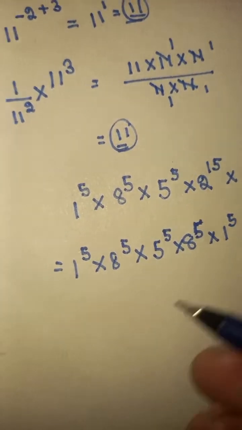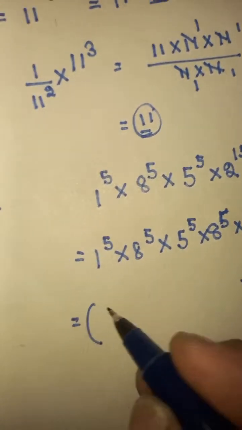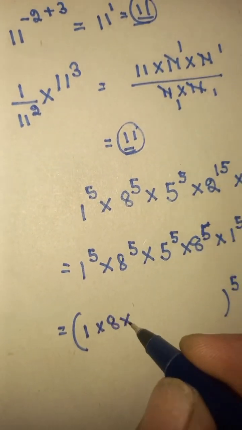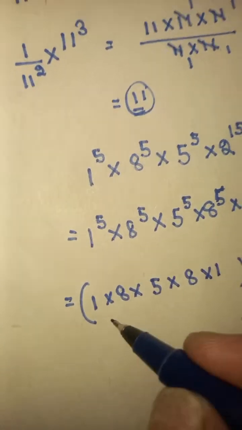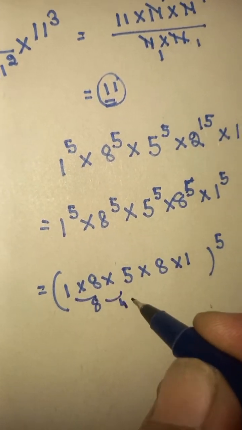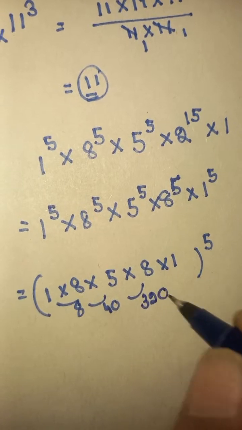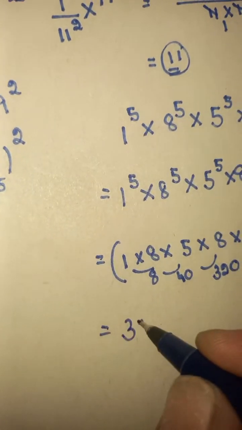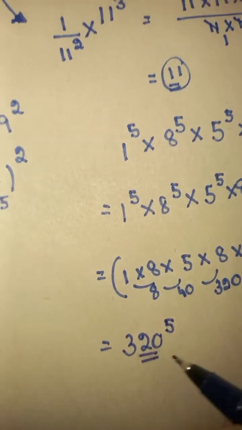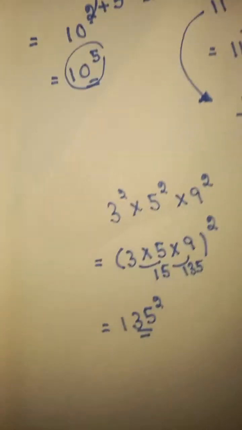When all of them have the power of 5, take power of 5 common and multiply the inside terms. That is 1 times 8 times 5 times 8 times 1. 1 times 8 is 8. 8 times 5 is 40. 40 times 8: 4 times 8 is 32, so it becomes 320. 320 times 1 is 320. So it is 320 power of 5 as the complete number. That is how to multiply when the powers are the same.